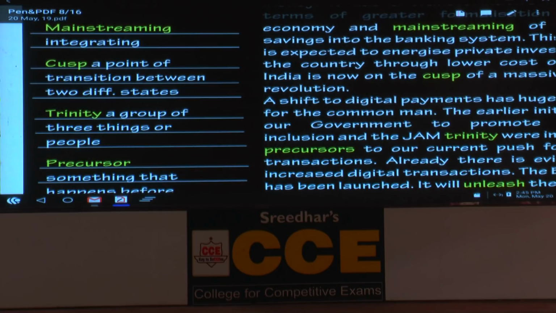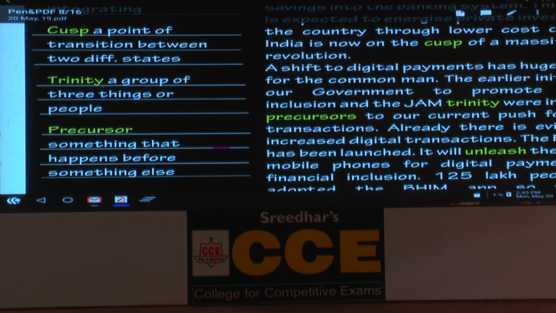Trinity, it goes with everyday English. You can make out the meaning based on the first three letters, Tri. So what does it mean? A group of three things or people. We use the expression Trinity. Precursor, that's also an important word. Something that happens before something else. Pre means before. What is the meaning of the word precedence? Something that happened before. So pre means before. Precursor, something that happens before something else. Have you written?